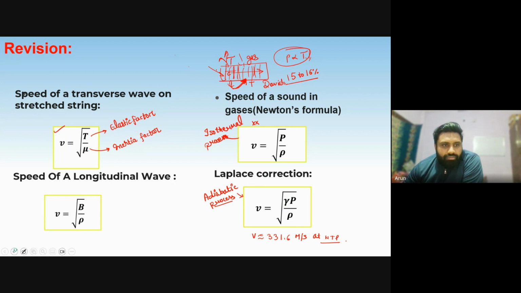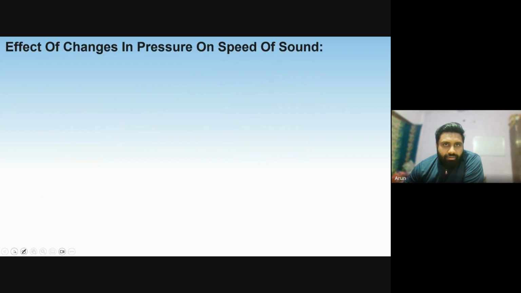now this is it. I think you don't have any issue in this. If you have, you can ask in the chat box. So we will move further now. The effect of changes in pressure on the speed of sound. Now here, we have found a very interesting formula, and it is a very interesting concept.